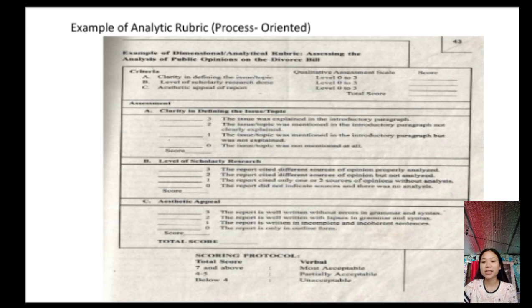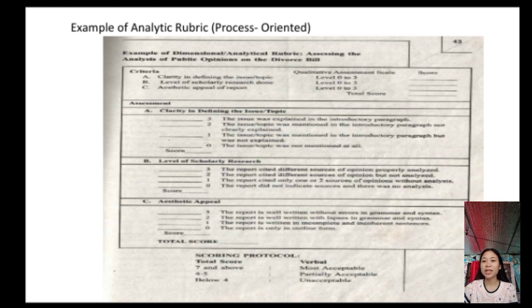So as you can see, there is a scoring protocol, the total score and the verbal interpretation. If the student got 7 and above, it is most acceptable. If the student got 4 to 5, then partially acceptable. And if below 4, that is unacceptable.